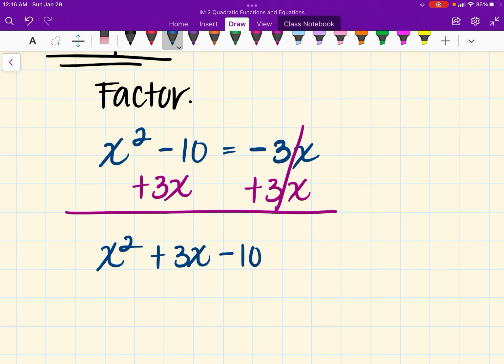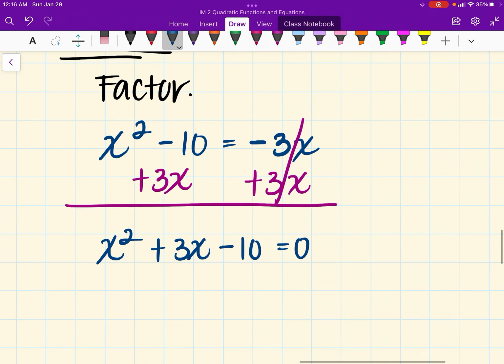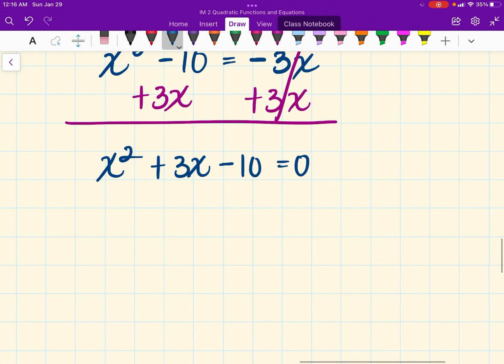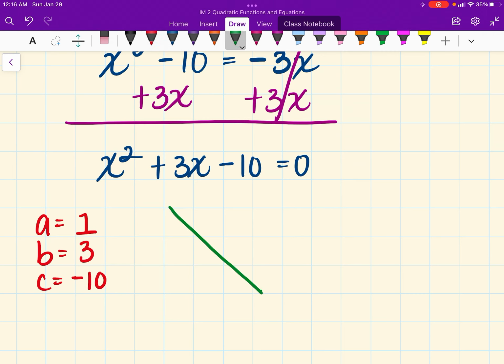I did put this in order. I did put it in standard form. So let's go ahead and move on to factoring because this does not have a GCF. So I have A, B, and C. Leading coefficient is a 1, x coefficient is 3, and constant is negative 10. Moving on to a diamond in this case, A times C on top, B on the bottom. Product of A times C, guys, is negative 10, and B is a 3.